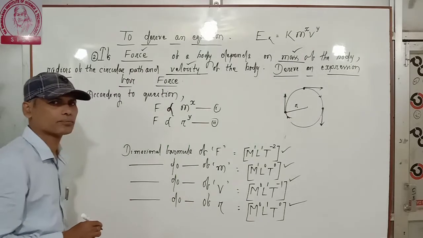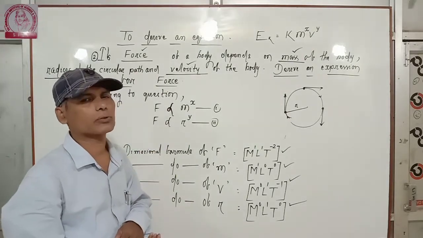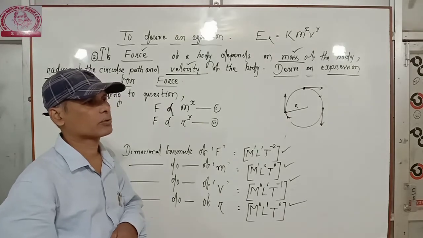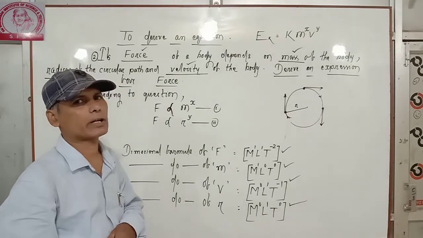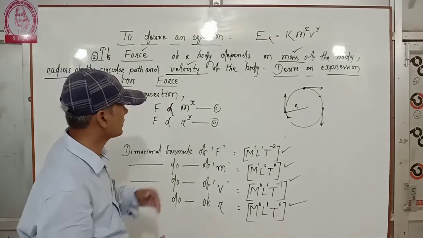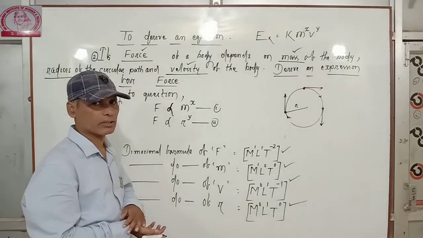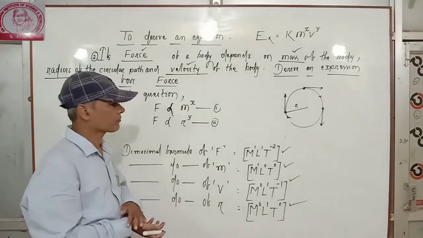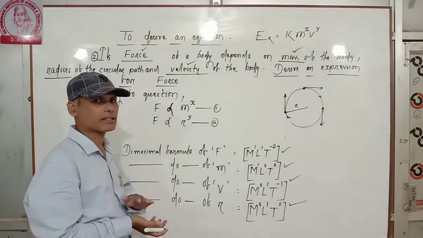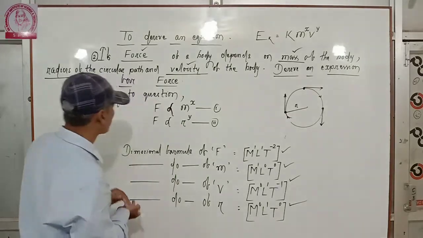We do not know whether it is R or R square or R cube or R to the power minus 1 or R to the power half. We do not know. That's why we have to get R to the power y. Y will come out, and y will give you the exact representation of R in this equation. Okay?